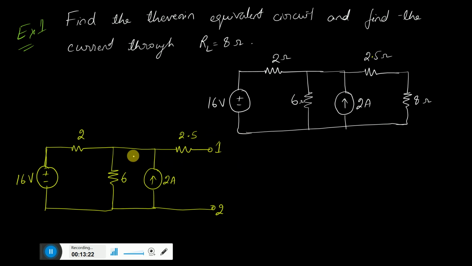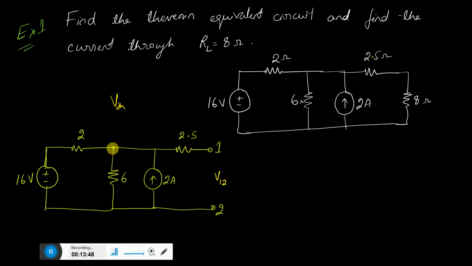Now this circuit, we have an option of solving in a different way. Suppose you want to find VTH, the Thevenin voltage. So you have to find the voltage between 1 and 2. If you find the voltage between 1 and 2, you will get the Thevenin voltage here. So how to find the Thevenin voltage?